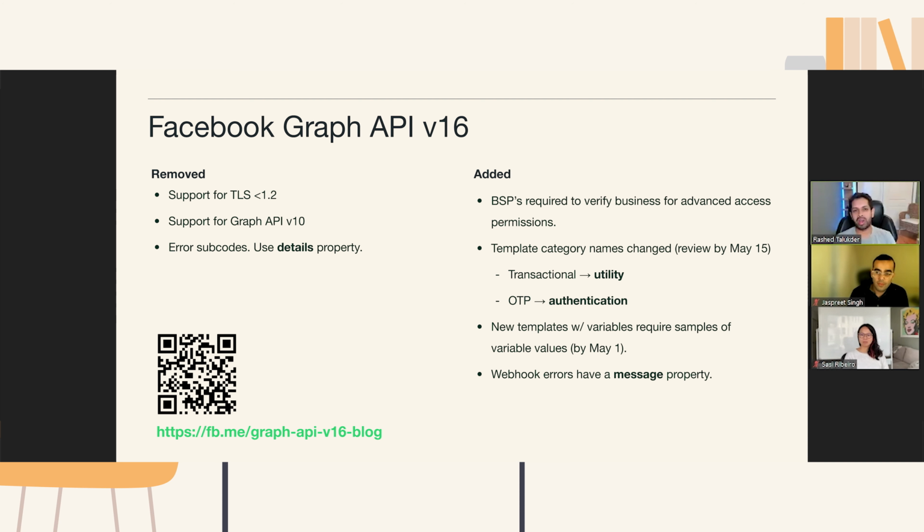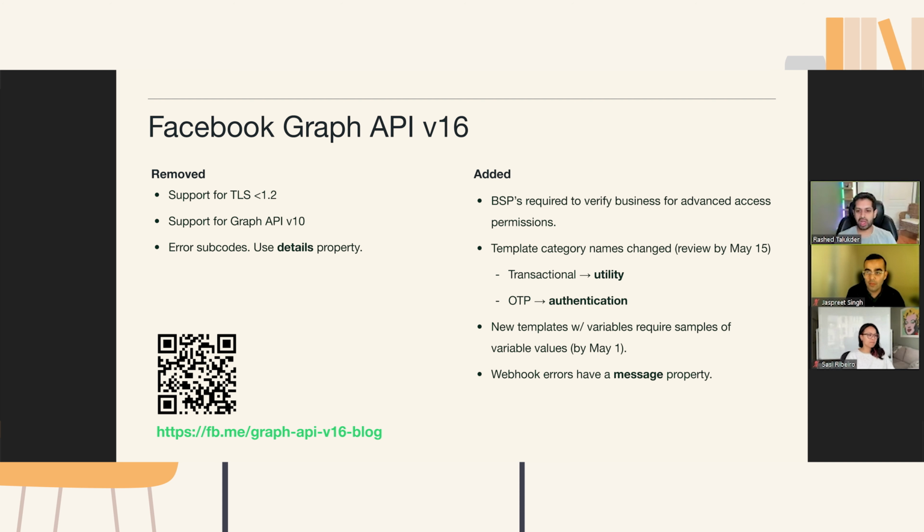What was added? Well, we've got a new requirement for BSPs in particular. This doesn't impact other developers. So if you're non-BSP, you do not need to worry about this, but BSPs, you are now required to verify businesses. This has always been the case, but it is a bit more explicit now. And this is for the advanced access permissions. There are a number of APIs that give you greater capability, but in order to do that, you need to verify the business first. But you kind of need to verify the business anyway, right?